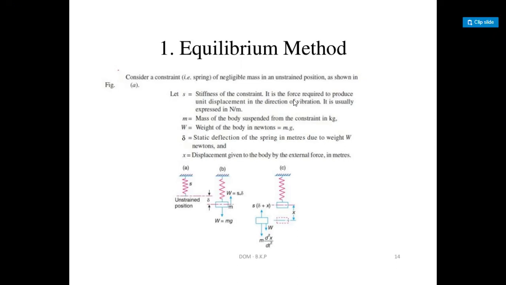First is the stiffness of the constraint. Stiffness is the property of a spring. It is the force required to produce a unit displacement in the direction of vibration, and it is usually expressed in Newton per meter.